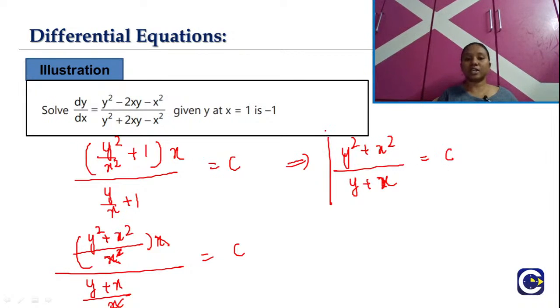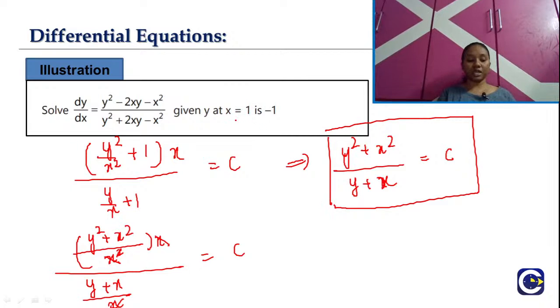But here, this is the general solution of the given differential equation, but here they have some other conditions in order to find the constant value c, so that we could get the particular solution for this differential equation, right? That is nothing but when x is equal to 1, y will be minus 1. So let's substitute x equal to 1 and y equal to minus 1. So x will be 1 and y will also be minus 1.